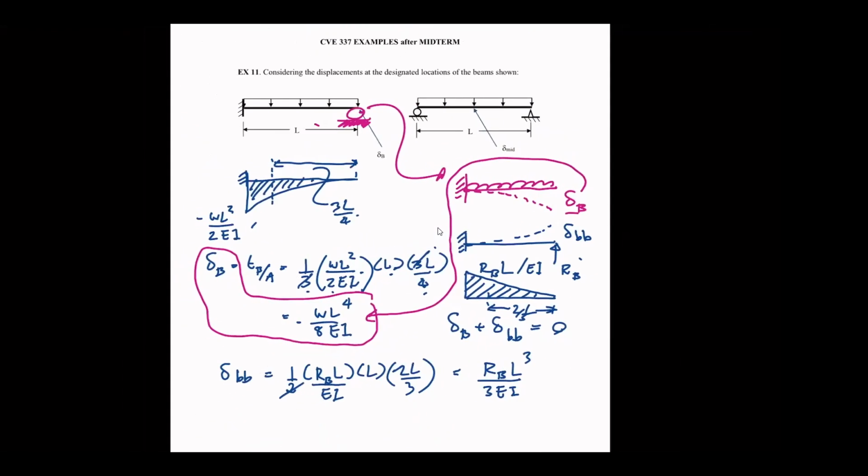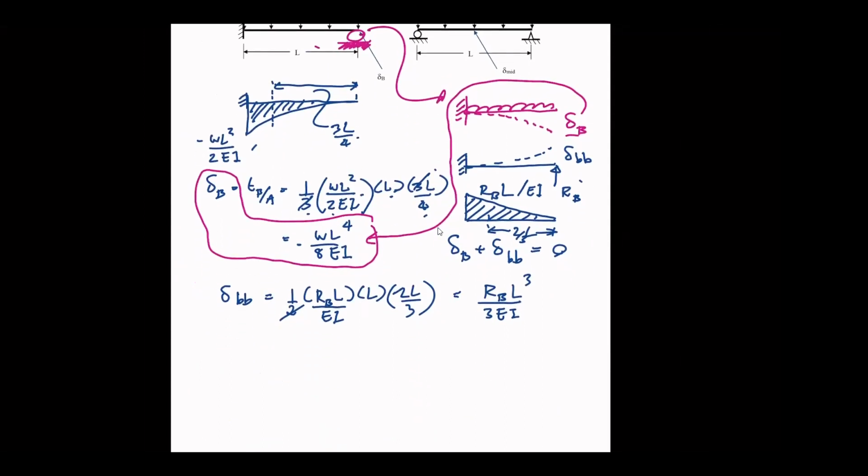When I add them up, I will have minus WL to the power 4 over 8EI plus L cubed over 3EI multiplied by RB. Write it in this form so that you can see RB as our target, equal to 0.